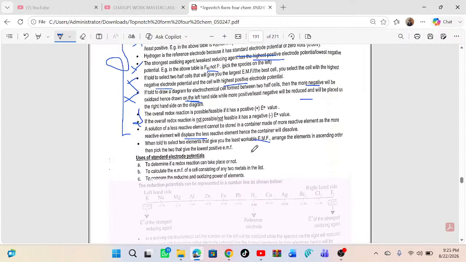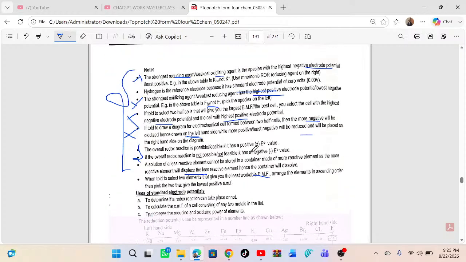So that's what you're supposed to know. And these 4 important points are very crucial, very important indeed. Number 1, the strongest reducing agent ukisikia unachukua gani? Unachukua the highest negative. And then unachukua the right one, not left. Ukisikia the strongest oxidizing agent unachukua gani? The highest positive. Now you take the left, not the right.